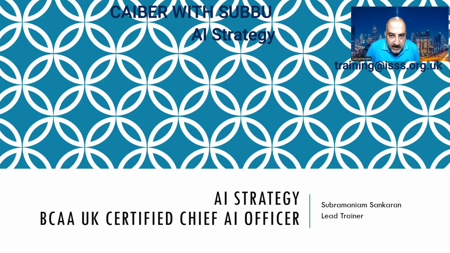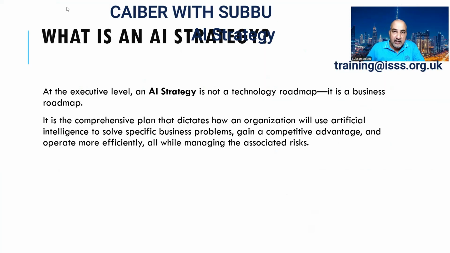Now, AI strategy. As and when we start the BCAA UK Certified Chief AI Officer, the first thing we cover is the strategy document for the AI. Now, what is an AI strategy? AI is not an IT. It's a business. How AI supports the business is what the strategy is. It needs to get aligned to the business strategy the organization is going to have. So AI strategy is something that is derived from the business strategy.